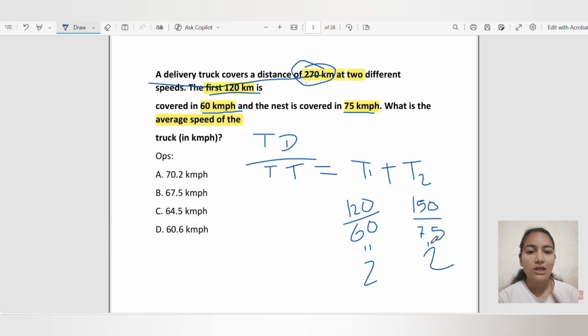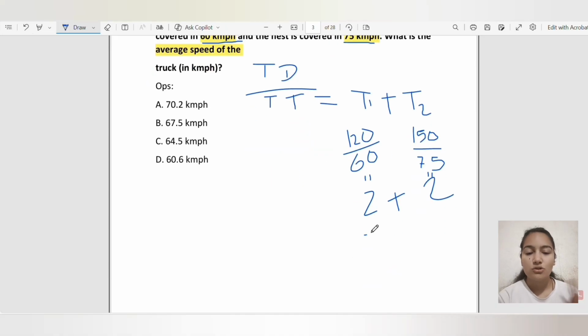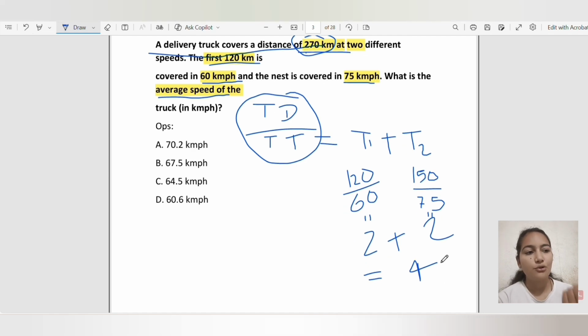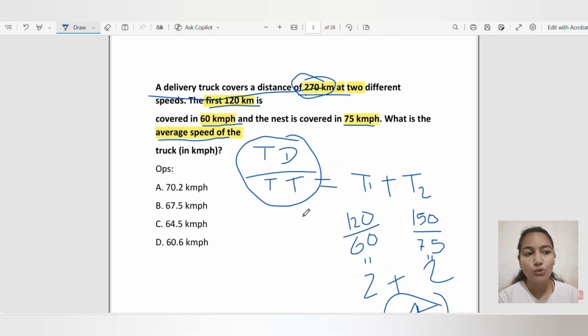T1 is equal to 2. T2 is equal to 2. And the total time will be T1 plus T2. That is 2 plus 2, so the total time is 4. Your total distance is 270, and we have to find the average speed, which is equal to total distance upon total time. So total distance is 270 and total time is 4, so 270 divided by 4.